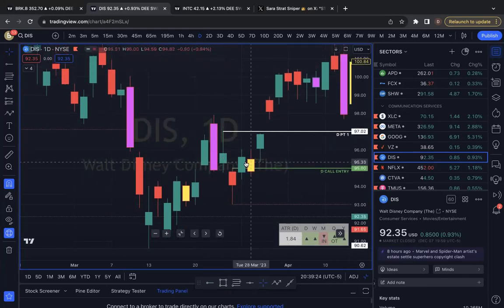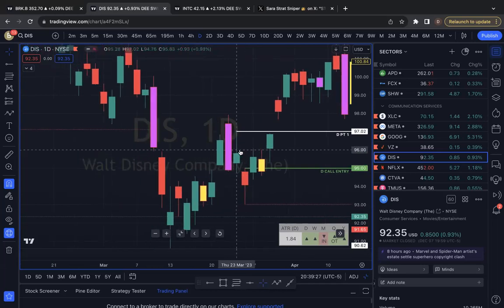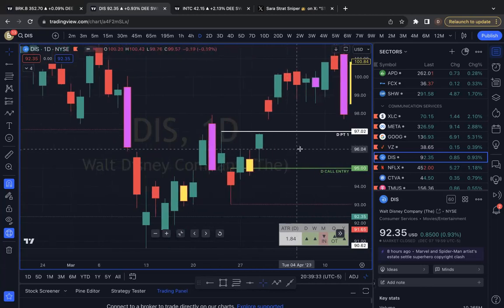So that's how you can take advantage of the strat. The strat kind of gives you a good idea of where price is going. It's just up to you to be patient to allow it to play out like that.